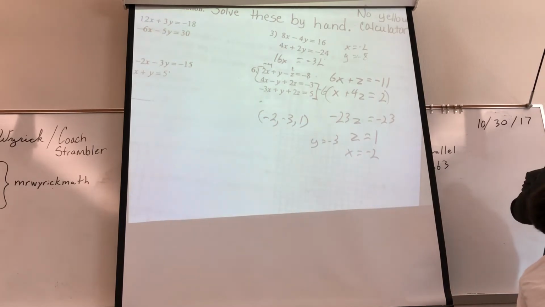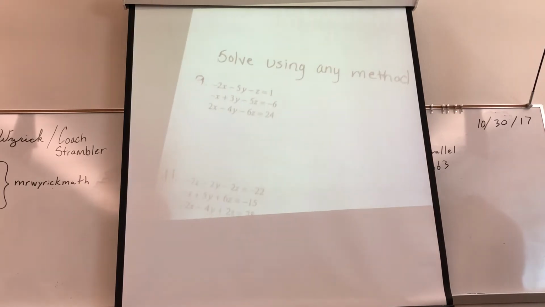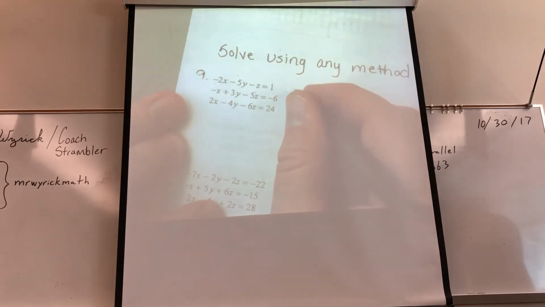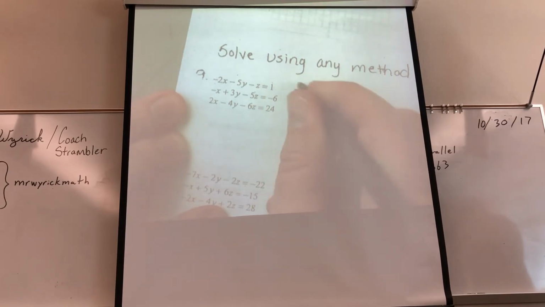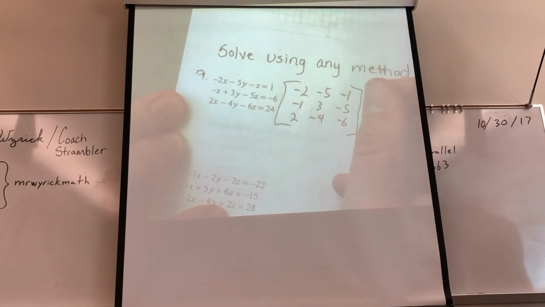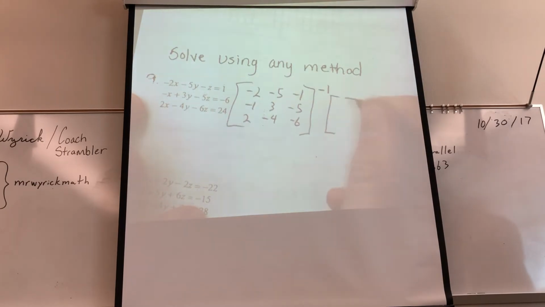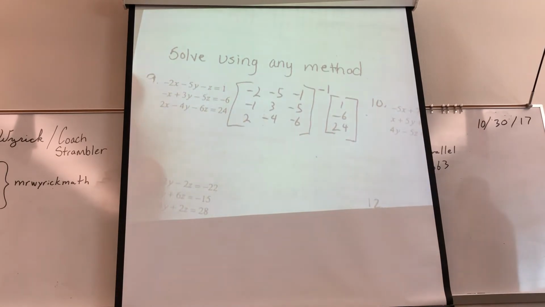Remember when you're solving those, using the matrix is a little bit more reliable if you're using the calculator like that. Again, down here on the bottom, solve using any method. You can use matrices. Organize them correctly. It's -2, -5, -1, -1, 3, -5, 2, -4, -6. You would enclose that in a 3 by 3 matrix, raise it to the -1 power, and then you would multiply by what it is on the other side of the equal sign, which would be 1, -6, and 24, and that would give you your answer.